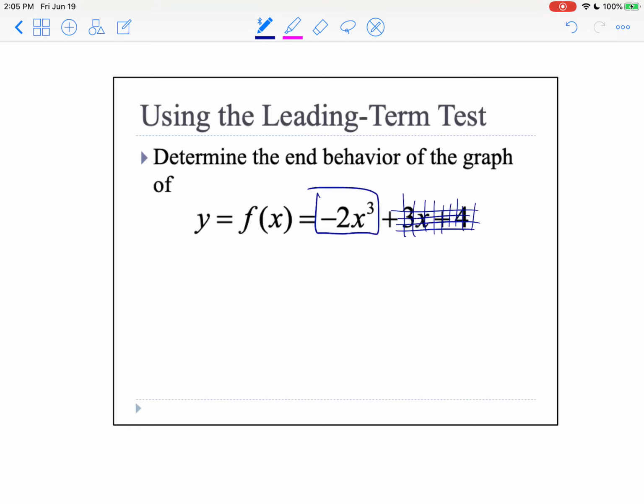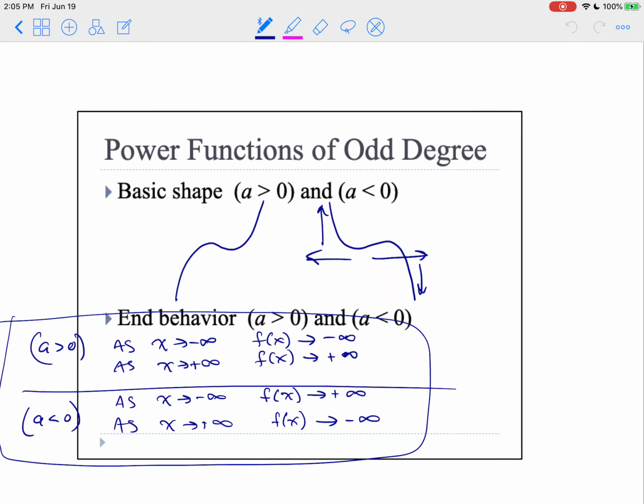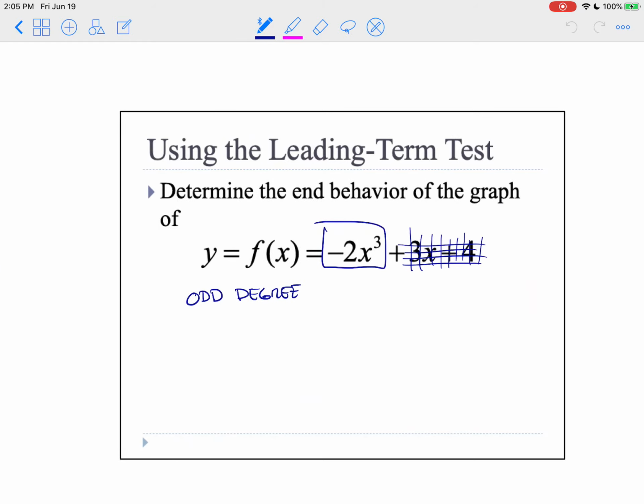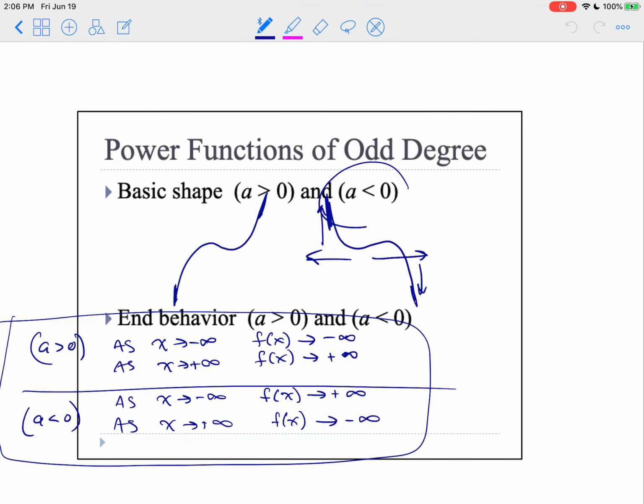I know that the degree is 3, which makes it odd. So this is an odd degree polynomial. And like we talked about with end behavior, an odd degree has a basic shape that starts high, ends low, or starts low and ends high. That's going to be determined by the leading coefficient, which in this case is -2, which is less than 0. And so that's going to be this second case here, where I start high and I end low.